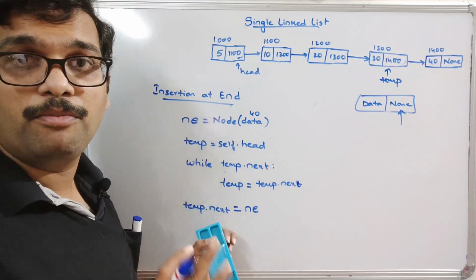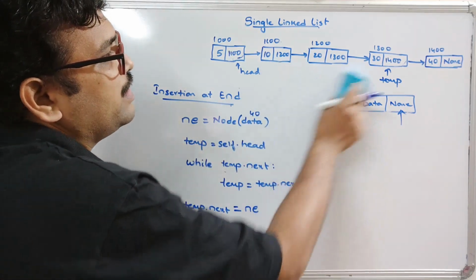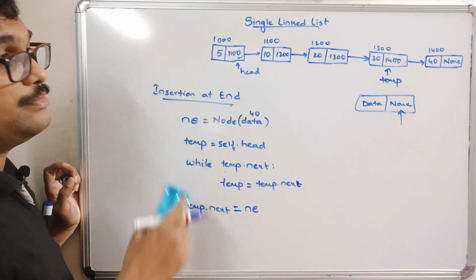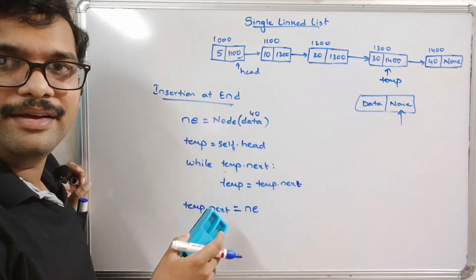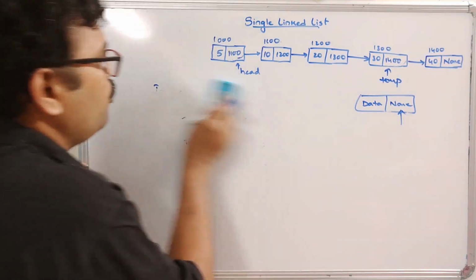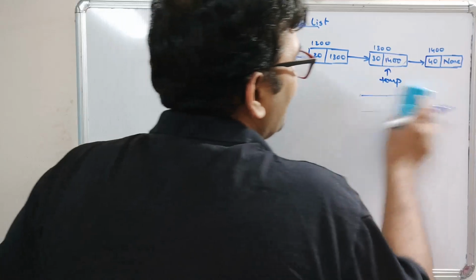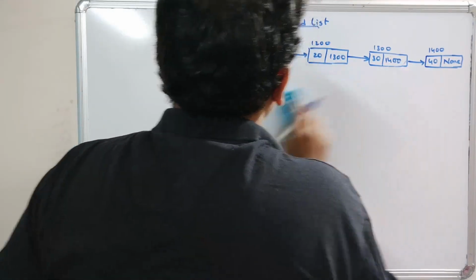So I will execute the program. Don't worry, this is a simple thing. So that is how we can insert the data at the end. Now we'll see the last one, that is how we can insert a node at the desired position.